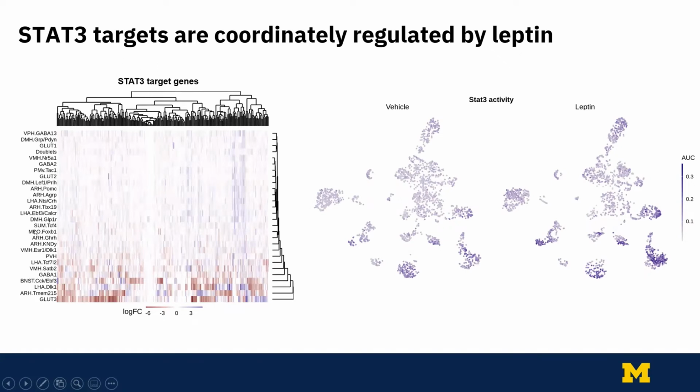And what we see is that across the vast majority of the sort of classic leptin receptor populations, there's a coordinated change in all STAT3 targets. The exception is these very small populations that have very low levels of leptin receptor, indicating that leptin treatment, again, across our populations is very stereotypical and driven predominantly by STAT3.